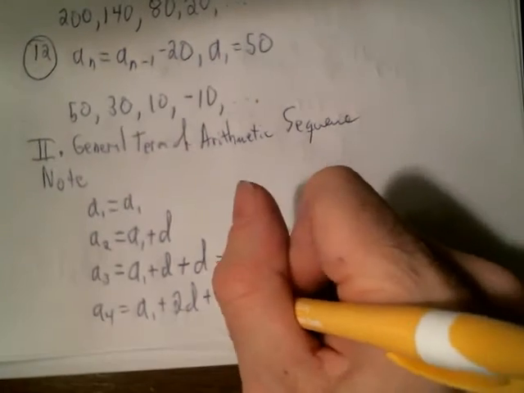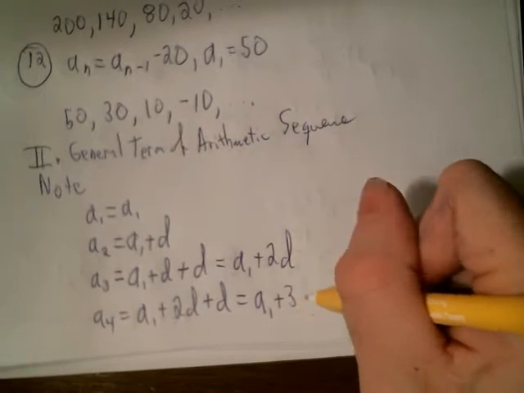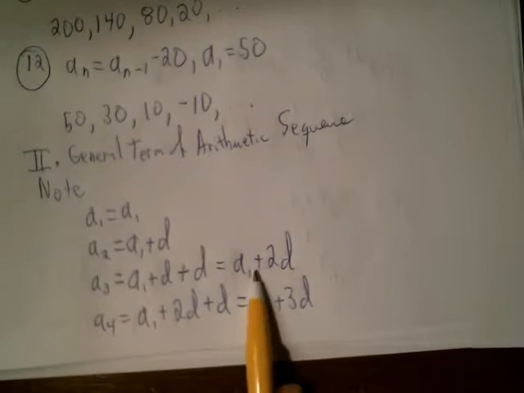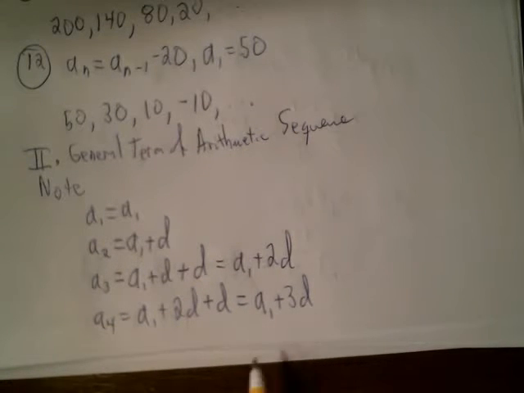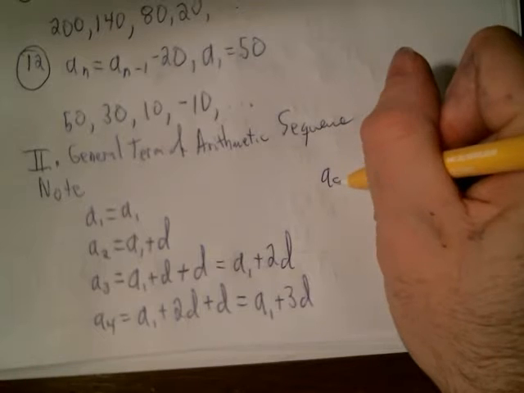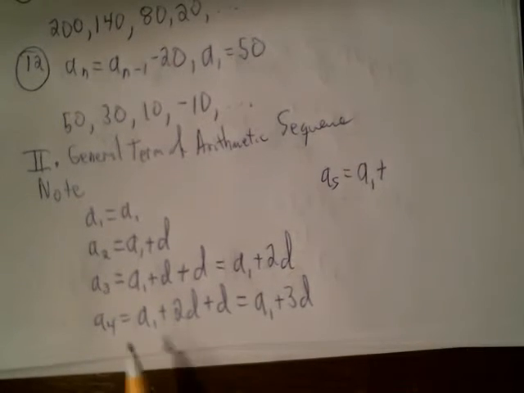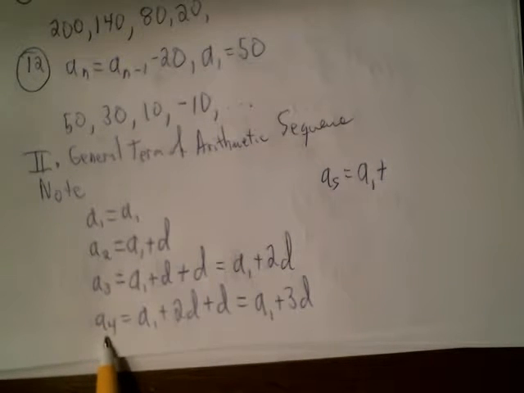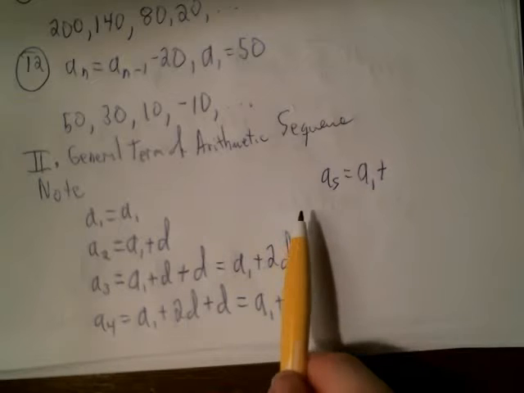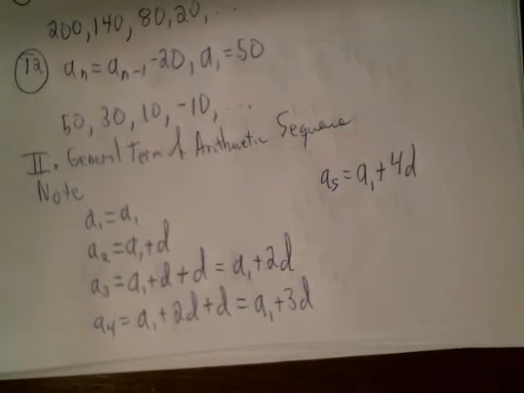And then you add in another d. So hopefully you could see there's this formula going on here. If I want to know a sub 5, I bet it is a sub 1 plus, well, when we had a sub 3, they gave us 2 d's. When it was a sub 4, we have 3 d's. So when it's a sub 5, we must have 4 d's.